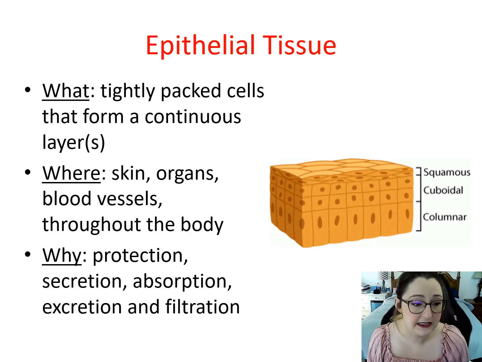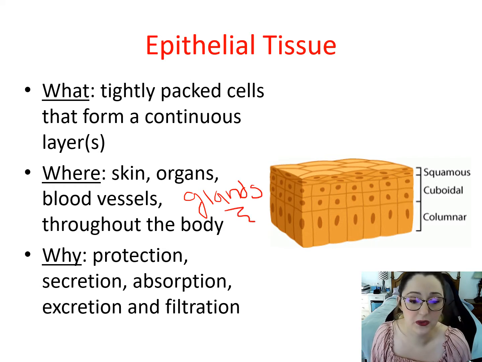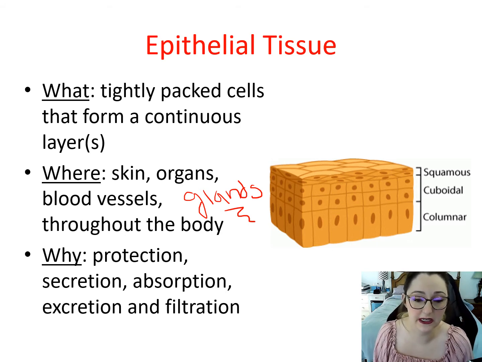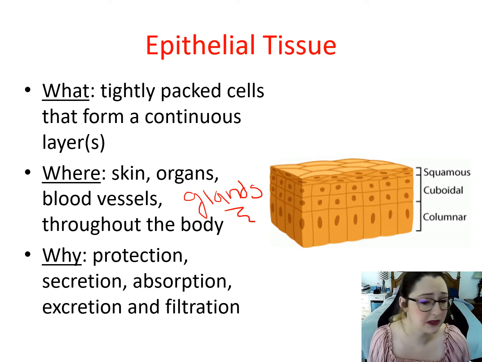Where you will find it is in skin. It makes up skin, various organs, surrounds blood vessels, and you also find it just throughout the body in general. Another place I want you to state is glands. You will also find epithelial tissue makes up glands. So this is where they have those secretions. Glands will secrete hormones and various other secretions, but that is made up of epithelial tissue.